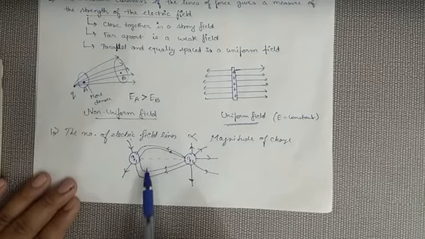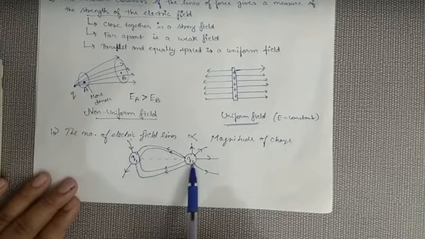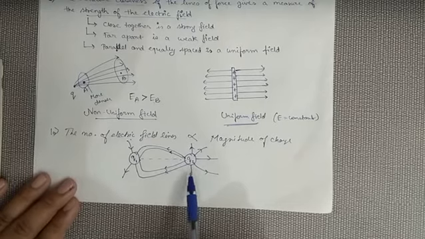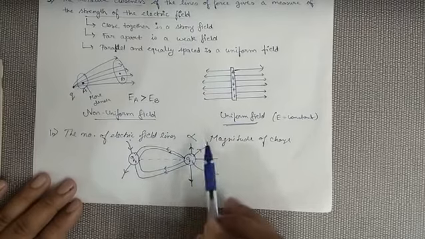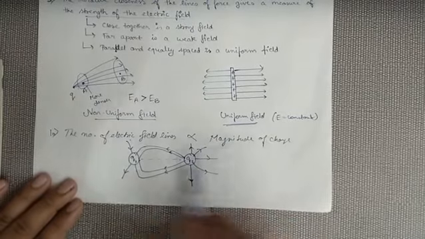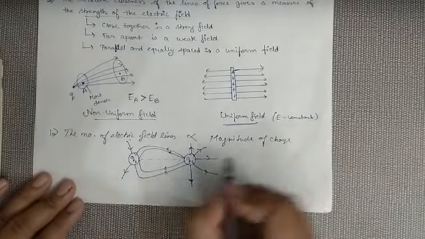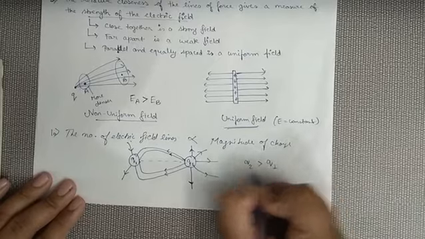1, 2, 3, 4, 5, 6. Six lines are entering the charge Q1. And how many lines are leaving the charge Q2? 1, 2, 3, 4, 5, 6, 7, 8, 9. Nine electric field lines are leaving the charge Q2. So see, the number of electric field lines represents the magnitude of charge. Larger the number of lines, more will be the magnitude. On comparing these two figures, we can say that Q2 is more than Q1 just by looking at the number of lines.